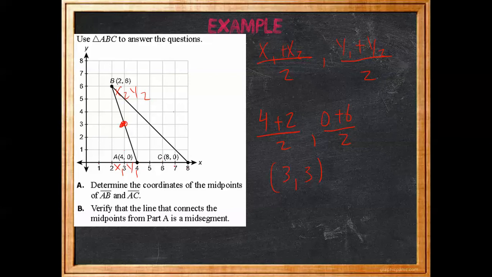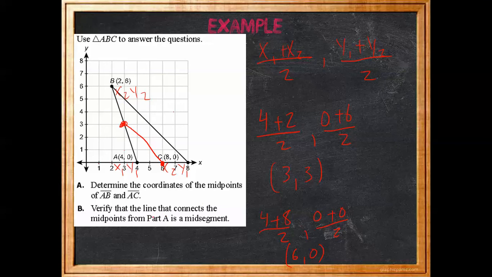And then the midpoint right here, for this one, x1, y1, we'll label this x2, y2. So now we're going to say 4 plus 8 divided by 2, and then 0 plus 0 divided by 2. 4 plus 8 is 12, divided by 2 is 6. 0 plus 0 is 0, divided by 2 is 0. (6, 0). So that would be this point right here. Now since I know the midpoint of these two lines, I can connect these two dots, and that means this is the mid-segment for line BC.